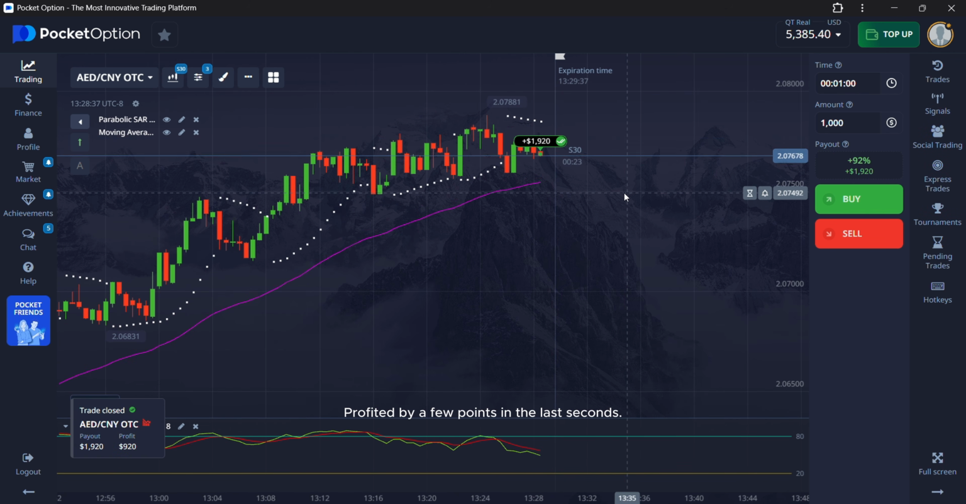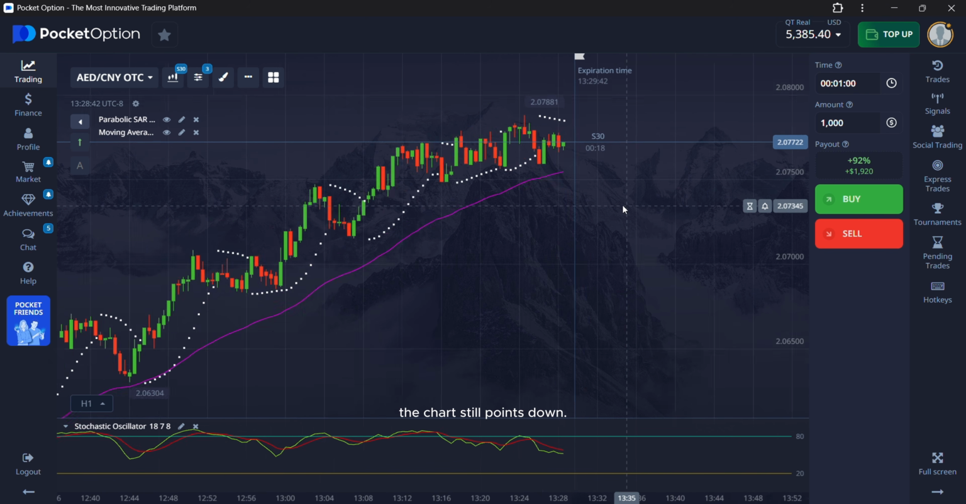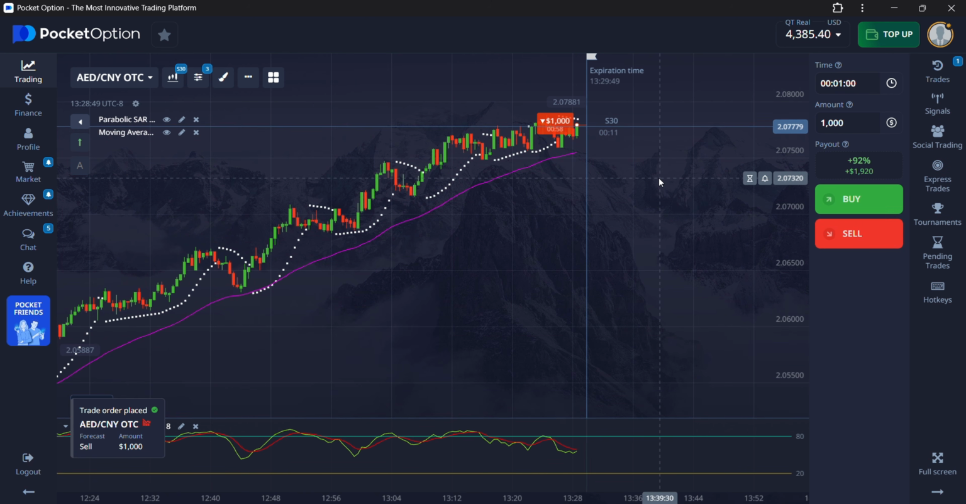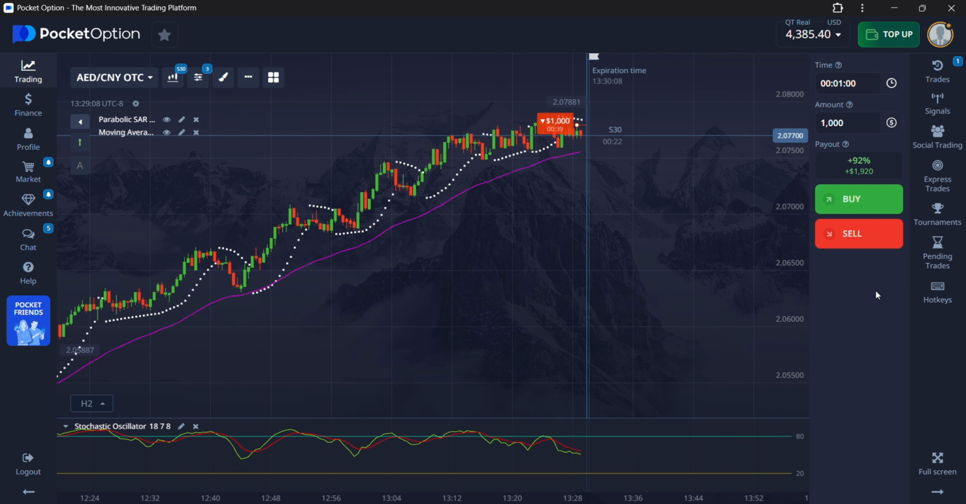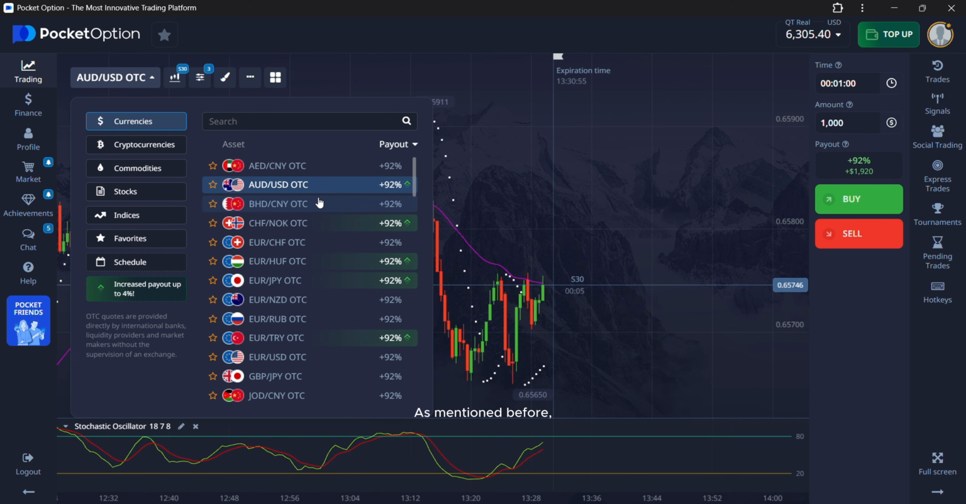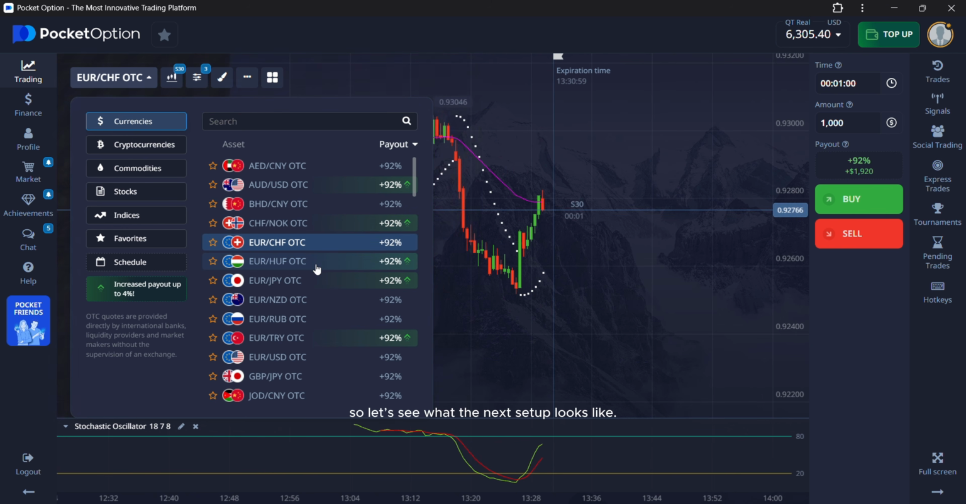Profited by a few points in the last seconds, even with weak movement, the chart still points down. I'm sticking to the plan and going short again. Profit again. No new entries here for now. I'm switching to a different currency pair. As mentioned before, the trend can go either way. So let's see what the next setup looks like.